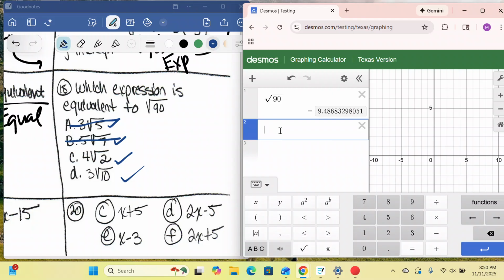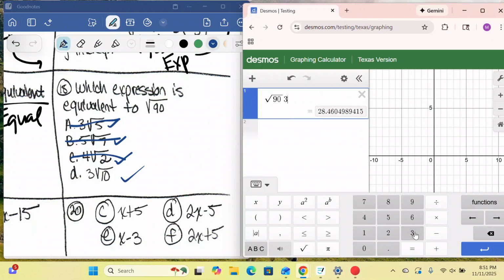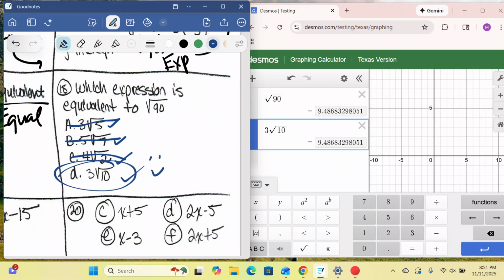4 square roots of 2. Wrong. And letter D. 3 square roots of 10. Oh wait, I did it wrong. I can just correct it. 3 square roots of 10. 9.486392, exactly the same. So of course this is my right answer. So once again, the answer choice is letter D.